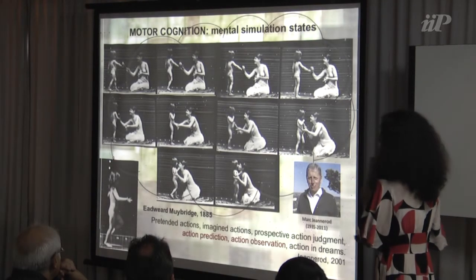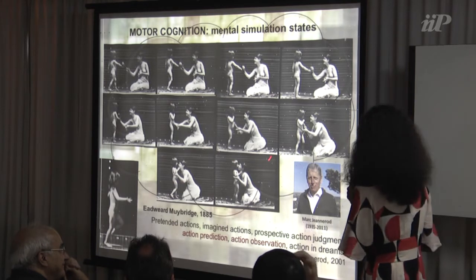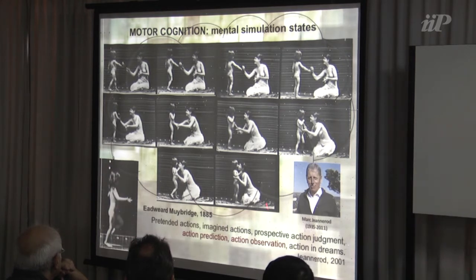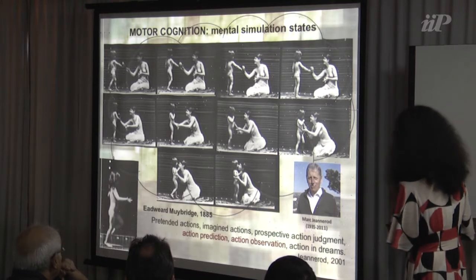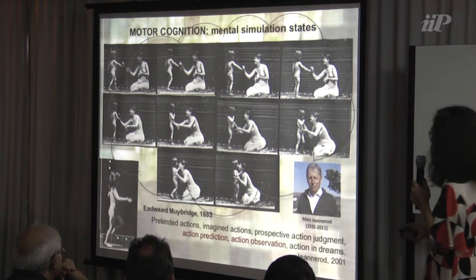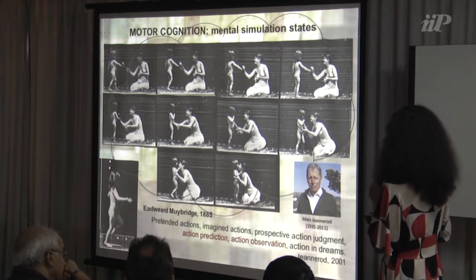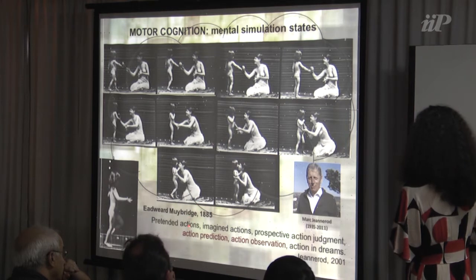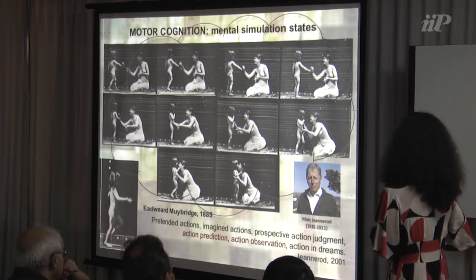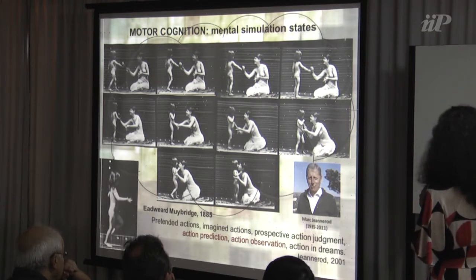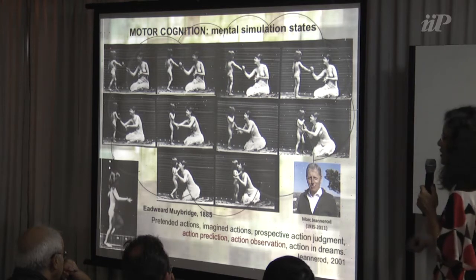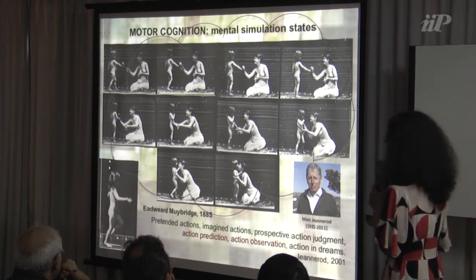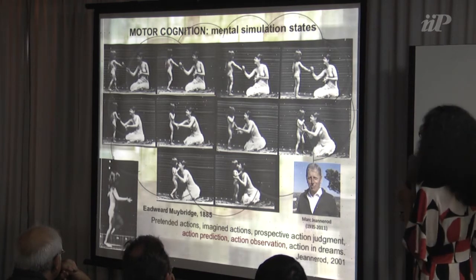So this works for the production of movements, but also for what we call the motor cognition domain or the mental simulation states. So this is an area of research that has been pretty much influenced by the work of Marc Jeanneret. The idea here is that whenever you pretend to act or you imagine a given action or you make a prospective action judgment or in prediction context, but also in action observation and in action in dreams, you would recruit a brain network that is pretty much similar to the one which is activated whenever you produce that movement.